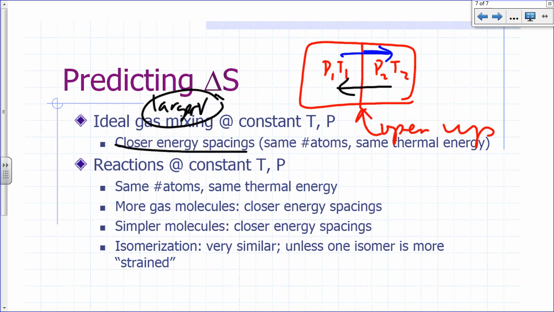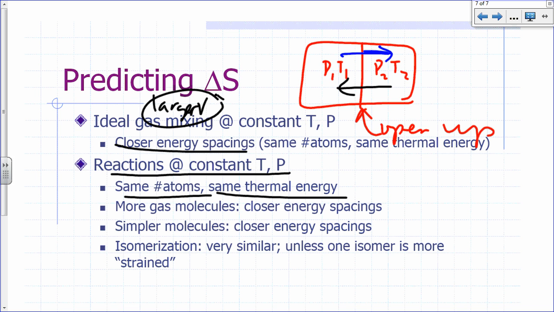How about reactions? Well, we're going to focus on just the reactions at constant temperature and pressure. So you end up with products. We're going to compare products at the same temperature and pressure as the reactants. Okay? And since in a reaction no atoms are created or destroyed, you have the same number of atoms and same temperature, reactants and products. So you're looking at the same thermal energy.